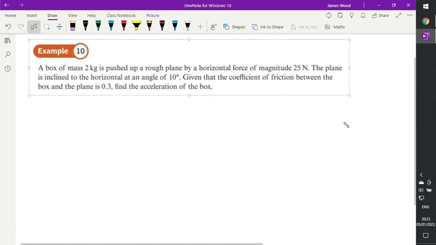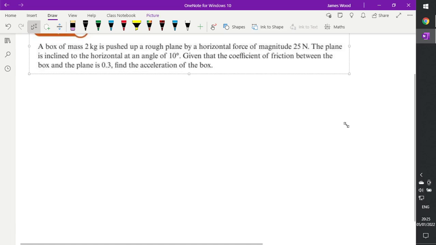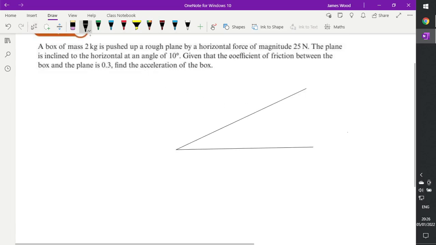Okay, here's another one. I'm just going to draw the diagram for this. So this time we've got a box of mass 2 kilograms. Let's draw that on. It is pushed up a rough plane by a horizontal force. So it's not a force parallel to the plane, it's a horizontal force. So it comes in like this, of magnitude 25 newtons.